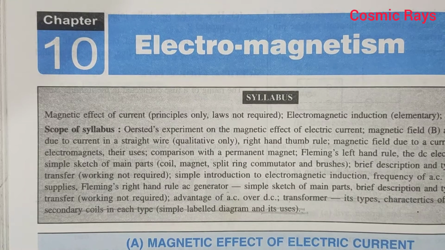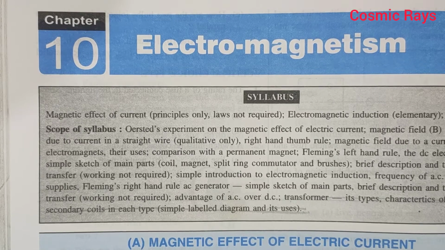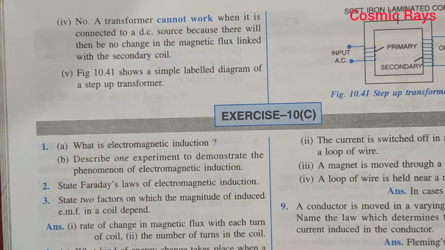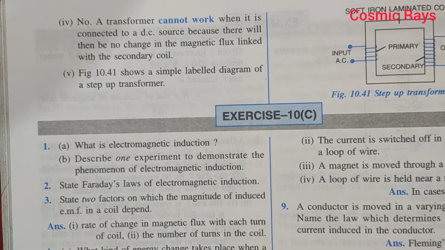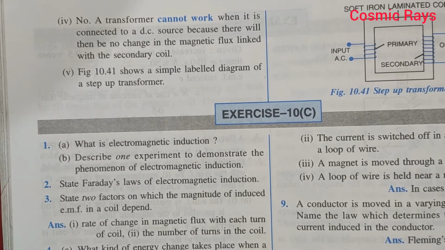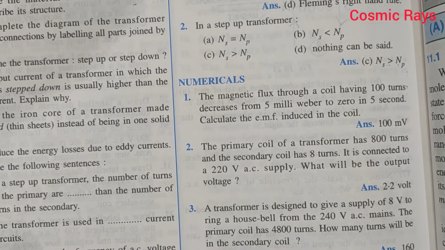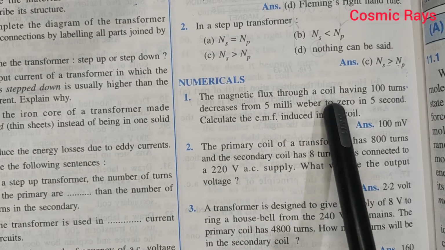Hello friends, in this AV we are going to take up the numericals of chapter 10 of class 10 physics, that is electromagnetism. We would be talking about the numericals of exercise 10C, which are basically based on EMF, flux and the transformers.